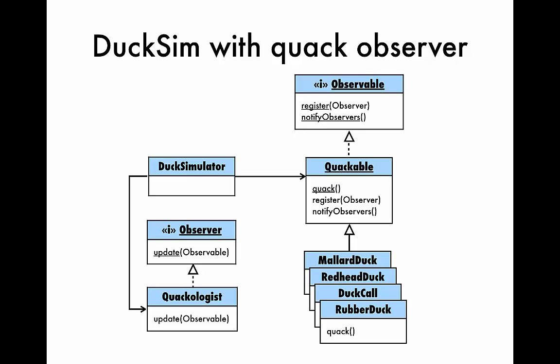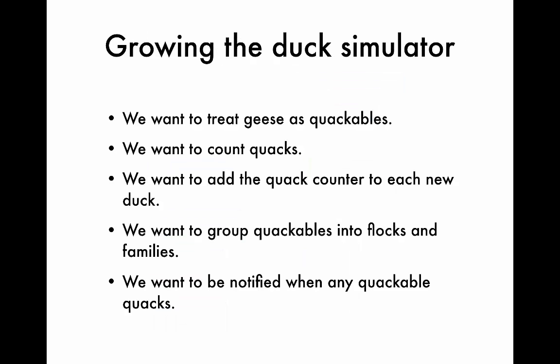Okay, now let's review the changes we made to our application and remind ourselves of the design patterns we used. First, we wanted to treat geese as quackables, so we used the adapter pattern to wrap geese and make them behave like ducks. Second, we wanted to count quacks, so we used the decorator pattern to add functionality to our quackable objects. Third, we wanted to make sure that the quack counter was added to each new duck, so we used an abstract factory pattern to allow us to create two different duck factories, one that did not add the quack counter and one that did.